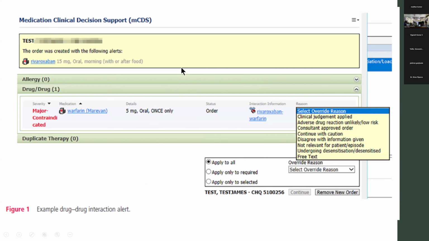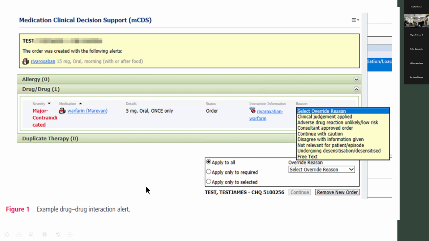So this was their clinical decision support. This is their EMR. Once you order, for example, somebody has ordered rivaroxaban and warfarin, it gives an alert saying this is a major contraindication. After you get an alert, there is an action. You can either give an override reason, or you can say we have applied clinical judgment, and you have to give something, and only then can you continue. So this is the intervention.